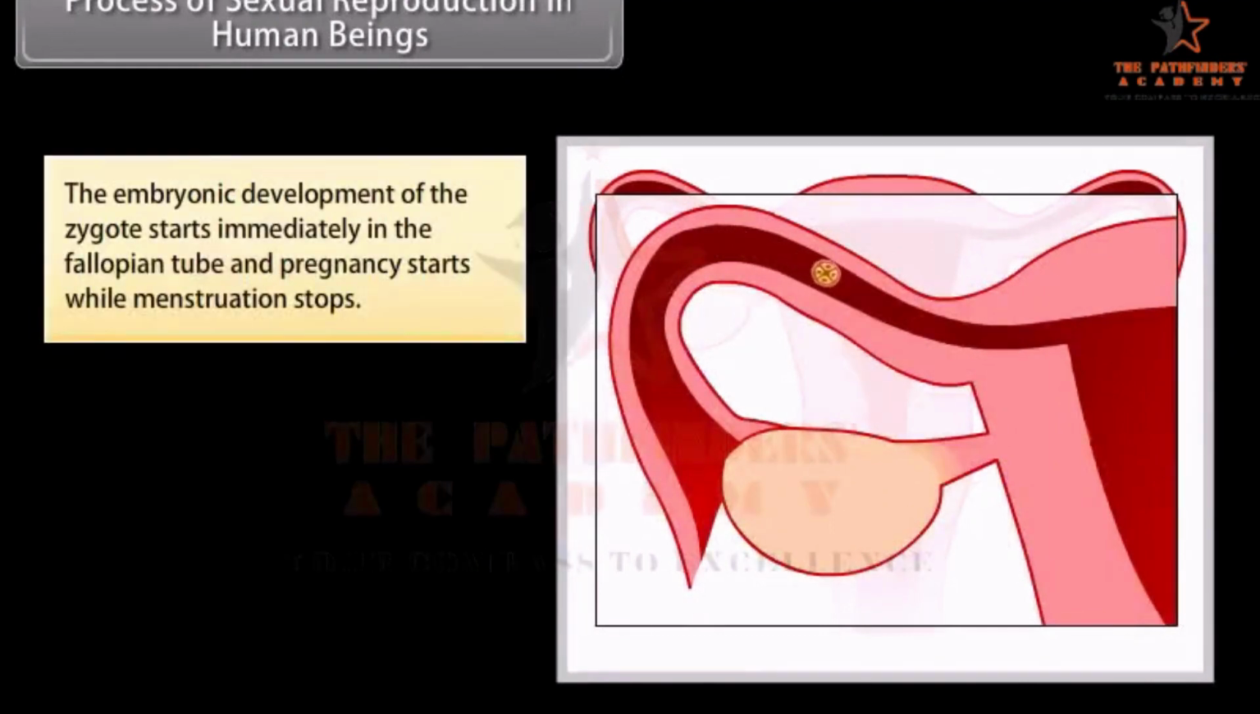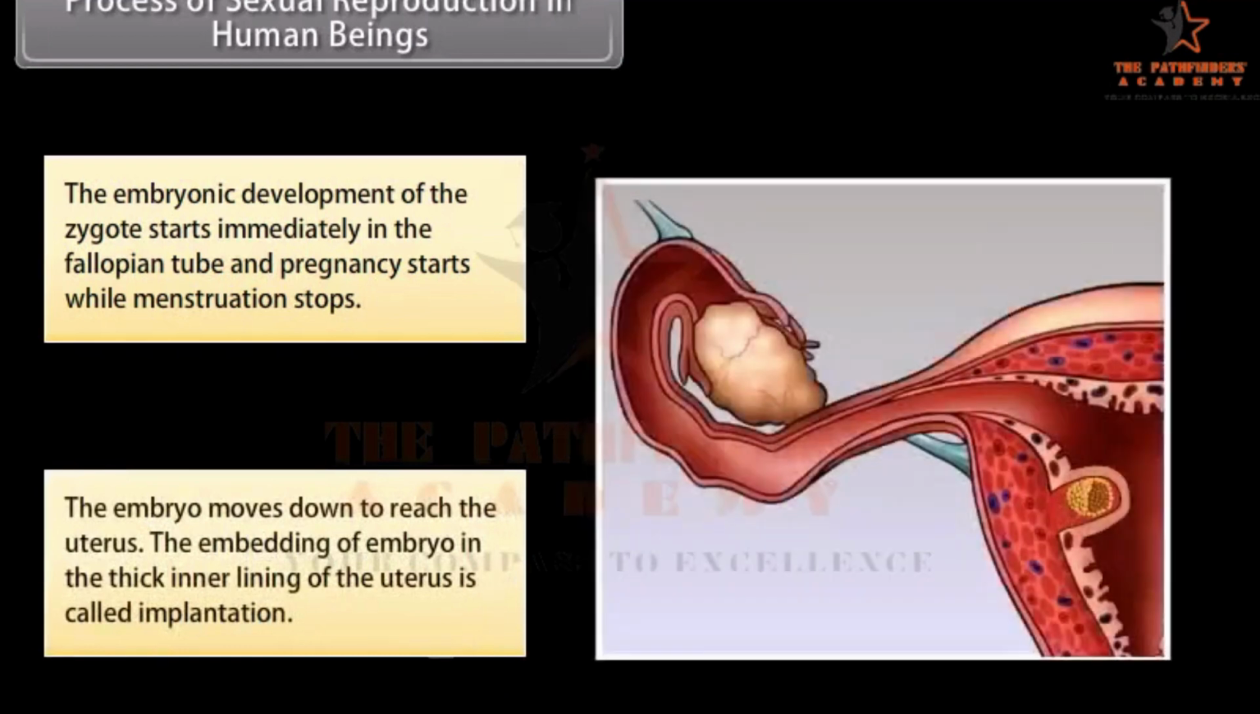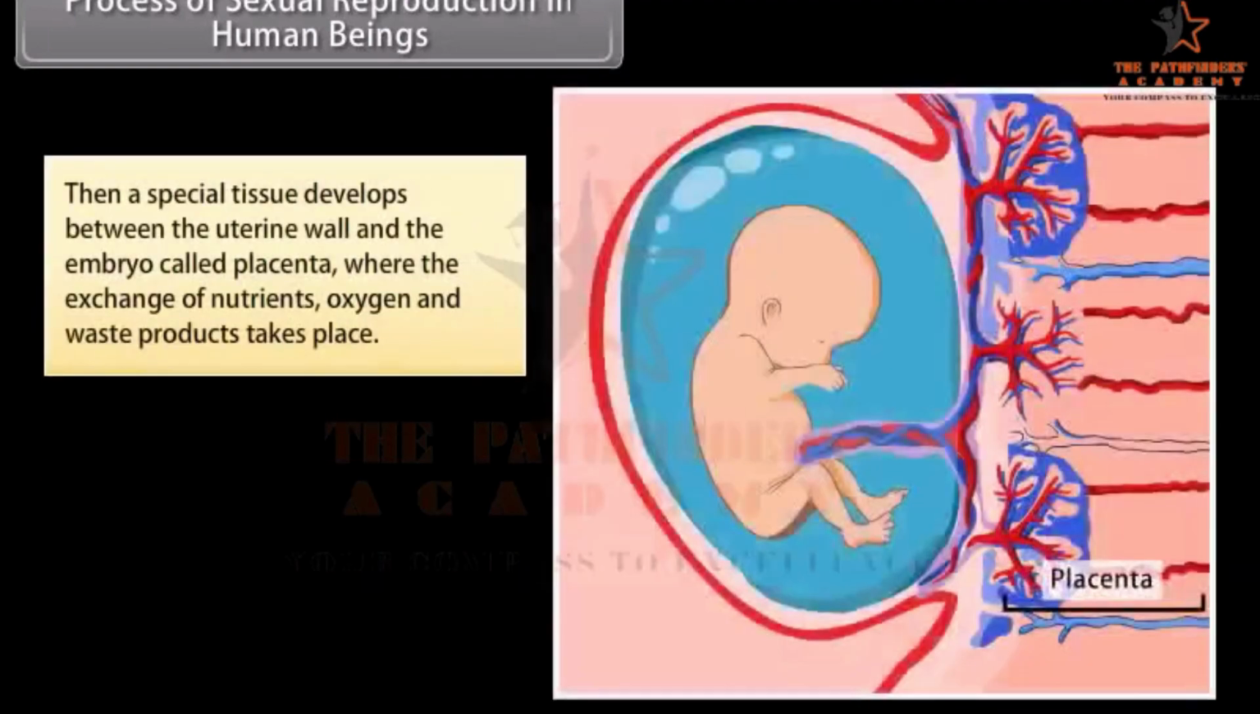The embryonic development of the zygote starts immediately in the fallopian tube, and pregnancy starts while menstruation stops. The embryo moves down to reach the uterus. The embedding of the embryo in the thick inner lining of the uterus is called implantation. Then a special tissue develops between the uterine wall and the embryo called the placenta, where the exchange of nutrients, oxygen, and waste products takes place.